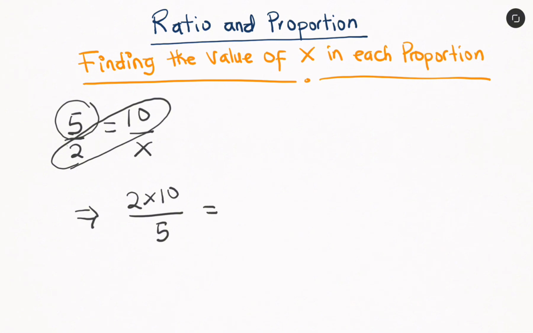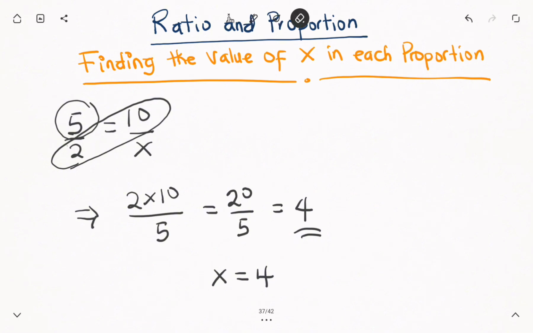So this is equal to 2 multiplied by 10, which gives us 20. Then we divide it by 5. So 20 divided by 5 will give us the value of 4, and this is the value of x. So therefore x is equal to 4 in this particular example.